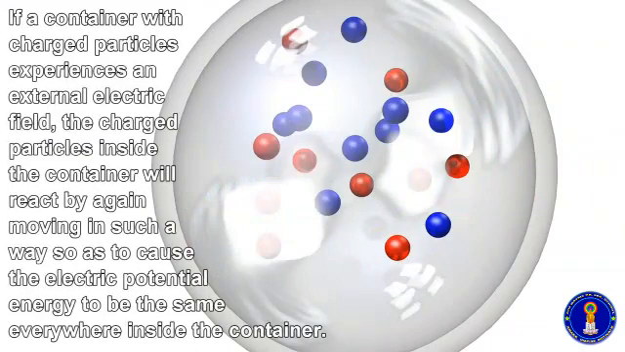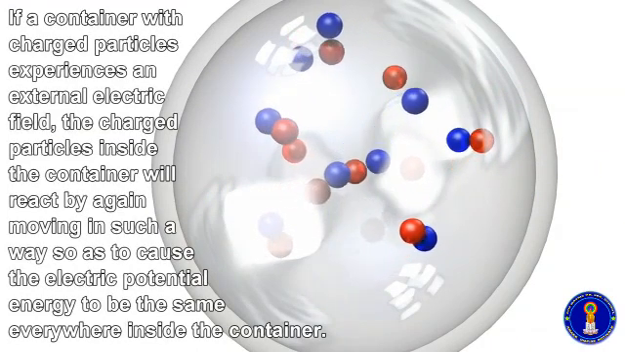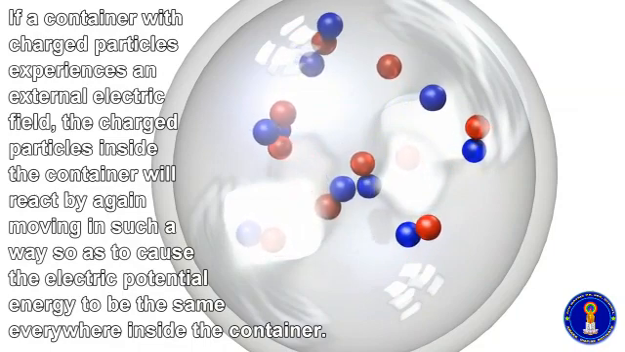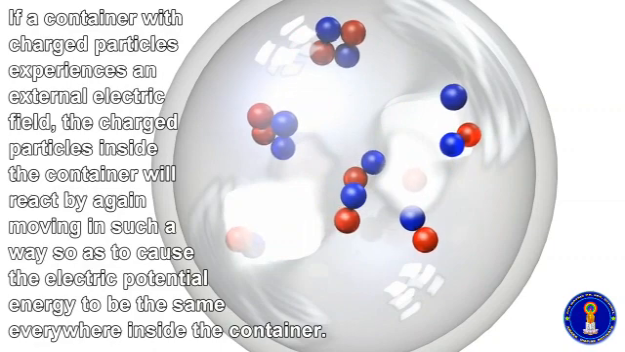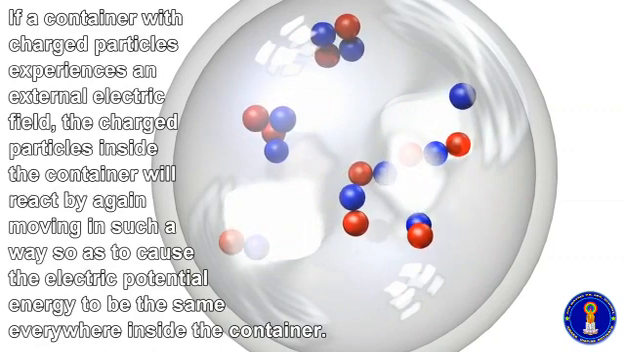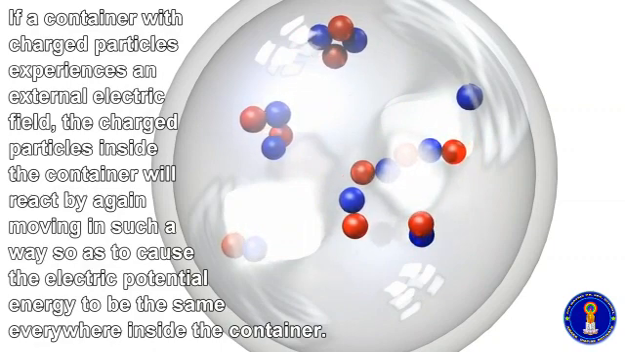If a container with charged particles experiences an external electric field, the charged particles inside the container will react by again moving in such a way so as to cause the electric potential energy to be the same everywhere inside the container.